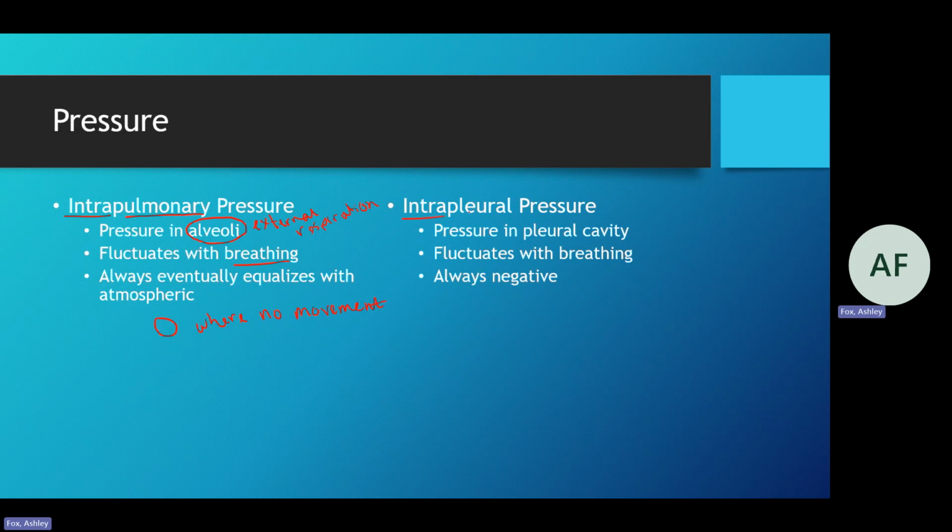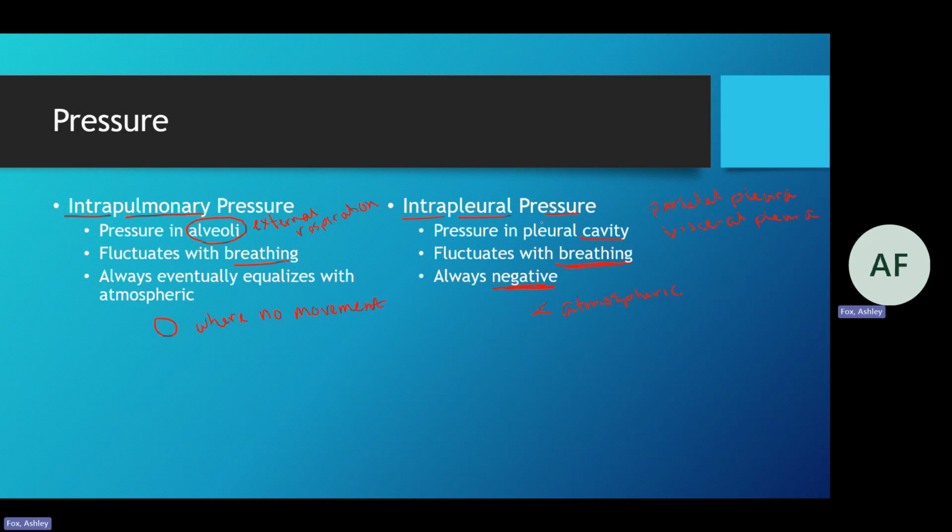And then we have intrapleural pressure. This is pressure in that pleural cavity. So remember, we have a parietal pleura, which is going to be on the actual thoracic wall. And then we have a visceral pleura, which is actually lining the outside of the lungs. And we have space in between that's called the pleural cavity. This changes with breathing as well, because we're going to look at the size of the thorax changes, but it's always going to be negative, meaning it's always going to be less than atmospheric.